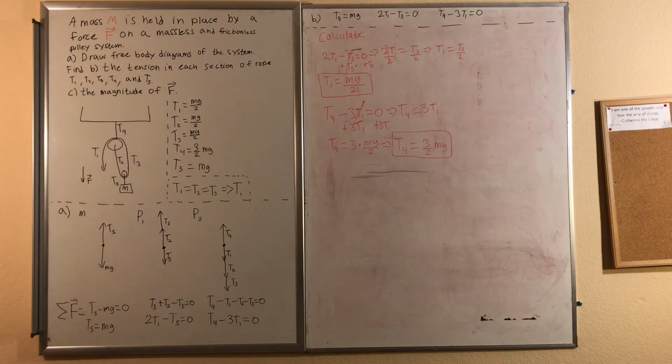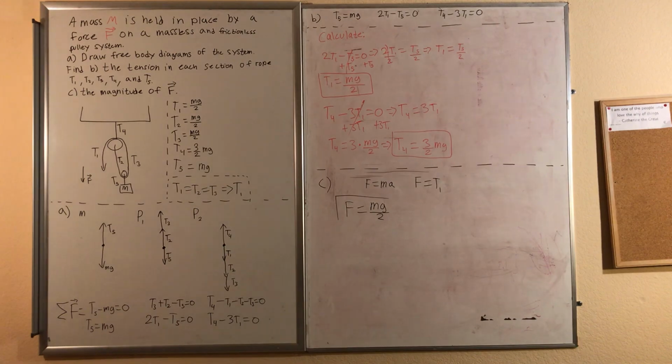And with part B solved, let's finish off with part C, find the magnitude of F. Remember, force is equal to m times a. And if it's acting on the rope, the tension in the rope is the same as the force pulling on it. So in this case, F equals T sub 1. Therefore, the force is just m times g over 2.